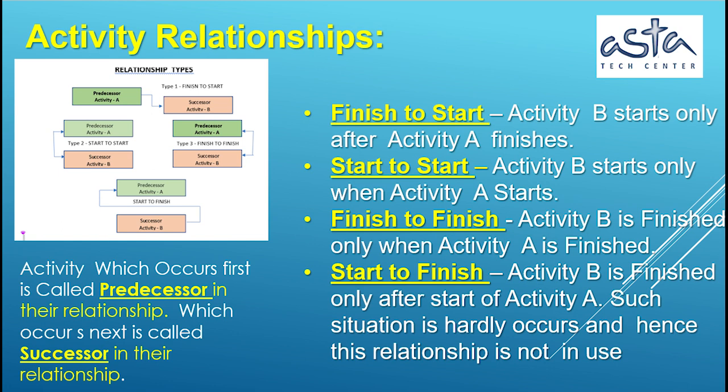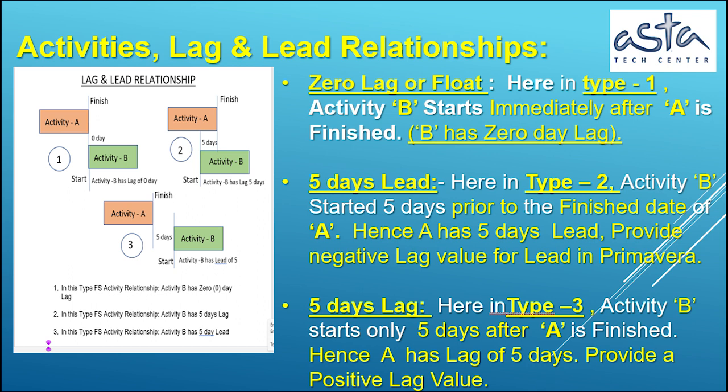The activity which occurs first is called the predecessor in the relationship. The one which occurs next is called the successor in the relationship. Activities, lag, and lead relationships. Zero lag: here in type 1, activity B starts immediately after A is finished.